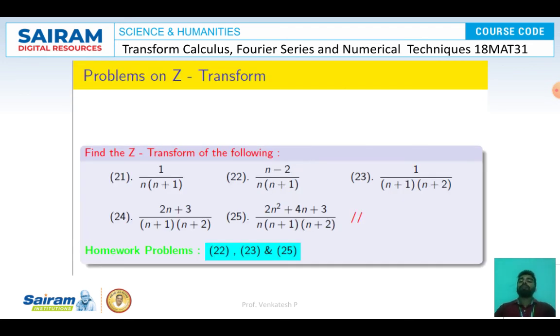So next problem is find the z transform of the following equations. First one is 1/(n+1). Second one is (n−2)/(n(n+1)). Third one is 1/((n+1)(n+2)). Fourth one is (2n+3)/((n+1)(n+2)). And fifth one is (2n²+4n+3)/((n+1)(n+2)). So now we will see how to solve this problem.